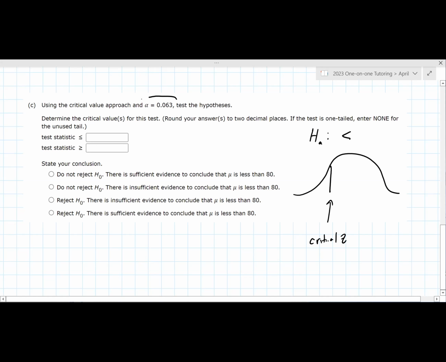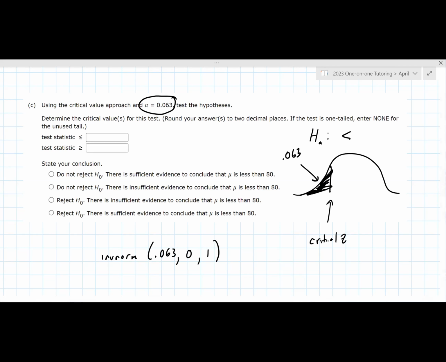They're telling you alpha in this case is the area under the curve. They're saying the area under the curve is 0.063. You've got to find this Z value. You use inverse norm to find the Z value. Your area is 0.063. Your mean is 0. Your sigma is 1. So go ahead and calculate that for us, please.